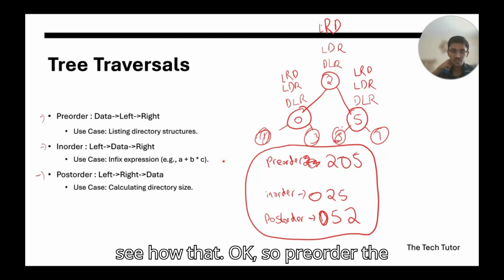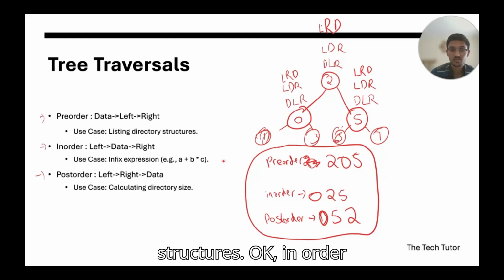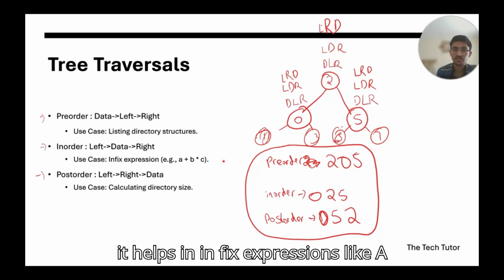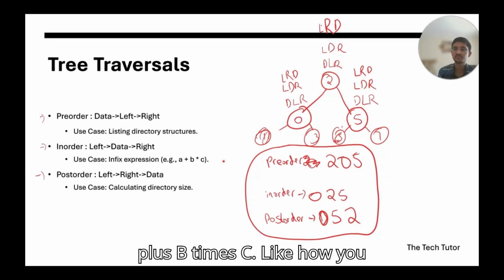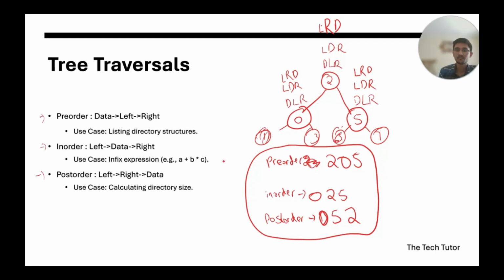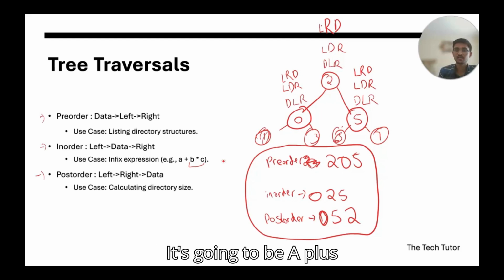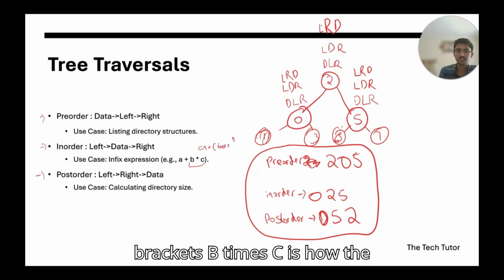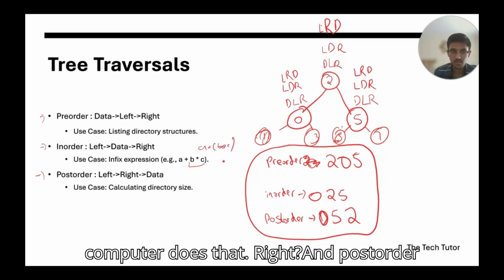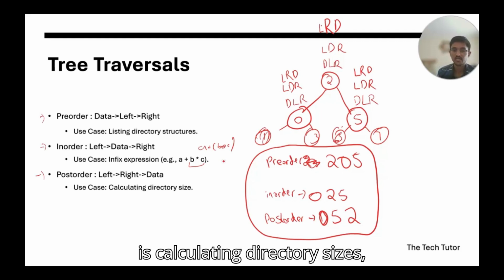Pre-order's use case is in listing directory structures. In-order helps with infix expressions like a plus b times c, where b times c should go first according to the rule of BODMAS or PEDMAS, if you've learned about that rule. So it's going to be a plus, brackets, b times c. That's how the computer does that. And post-order is basically for calculating directory sizes.